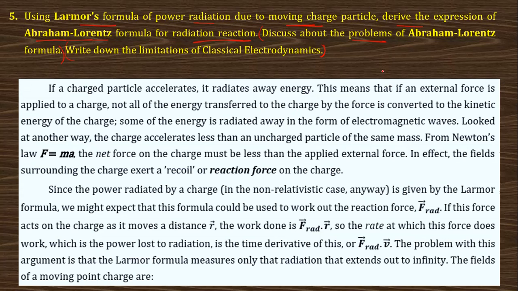Consider a charged particle, and if we apply a force, there must be acceleration, and it also radiates. That means the total applied force is not equal to mass into acceleration. This force must equal mass into acceleration plus radiation force. So where does the radiation energy come from? This radiation energy comes from the applied force. The applied force plays two roles: first, it accelerates the particle, and second, it makes the particle radiate.